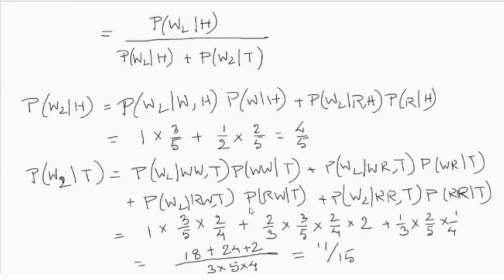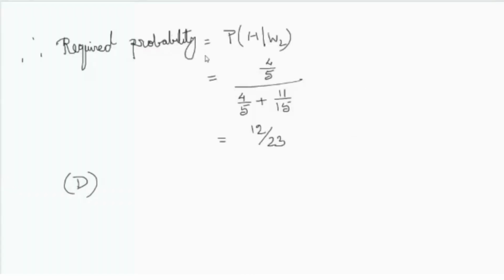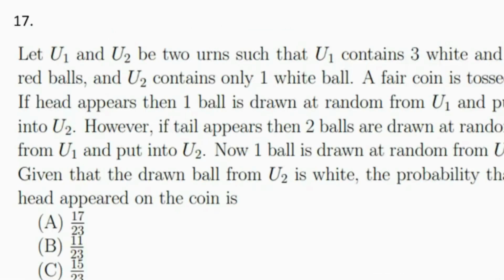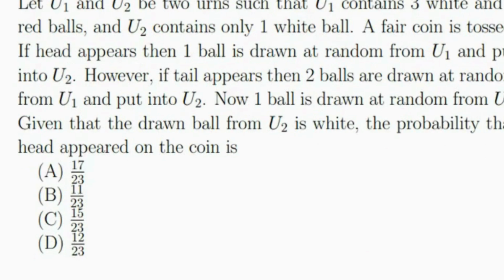And the second and the third case are essentially the same. So this comes out to be 11 by 15, and this is 4 by 15. So our required probability, probability of head given W2, is 4 by 5 divided by 4 by 5 plus 11 by 15, which is 12 by 23. So let me get it back. So D is the correct option.